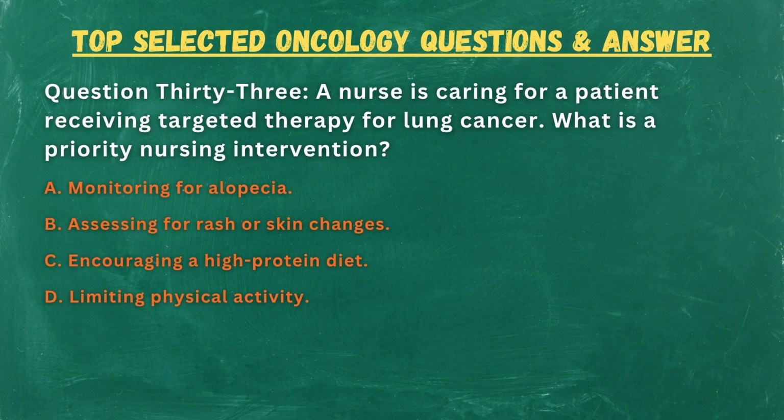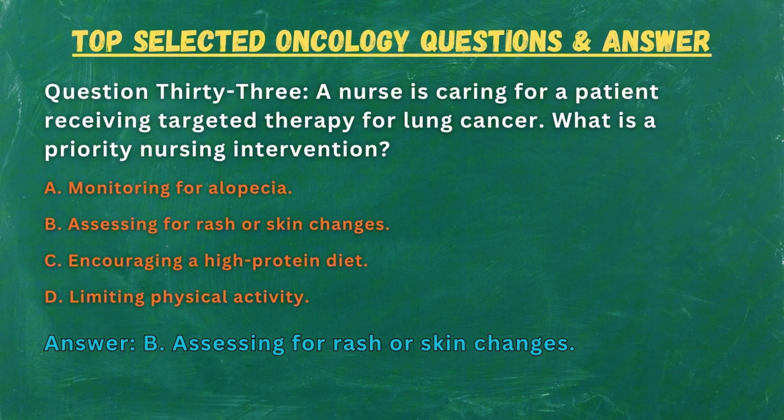Question 33. A nurse is caring for a patient receiving targeted therapy for lung cancer. What is a priority nursing intervention? A. Monitoring for alopecia. B. Assessing for rash or skin changes. C. Encouraging a high-protein diet. D. Limiting physical activity. Answer: B. Assessing for rash or skin changes.